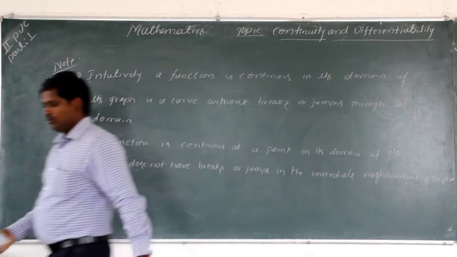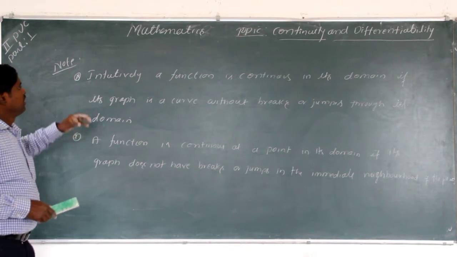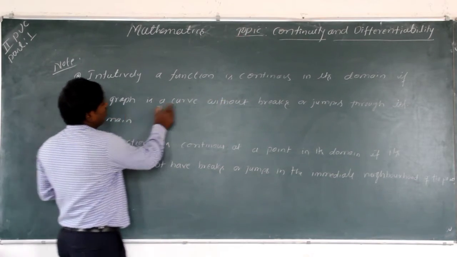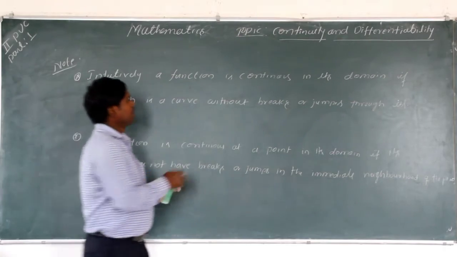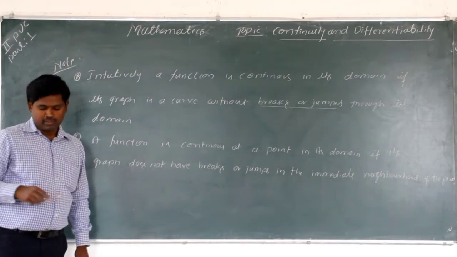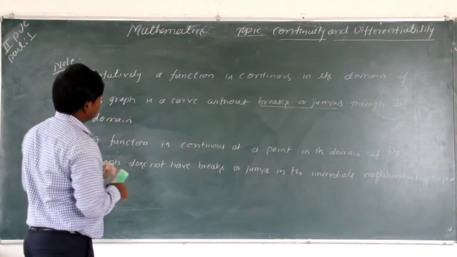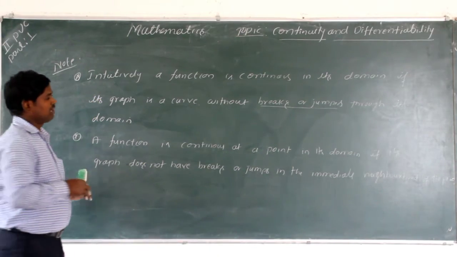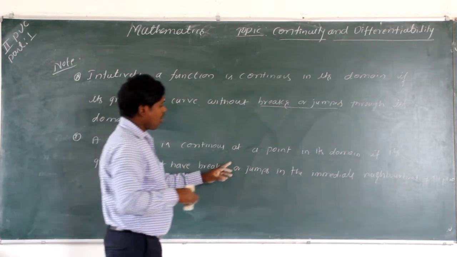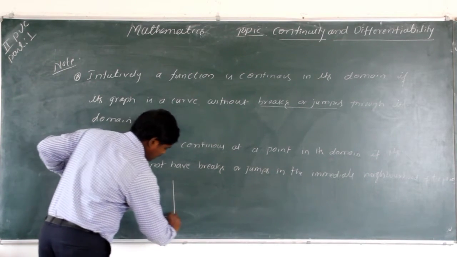Okay, so this is the general meaning of continuous functions. Intuitively, a function is continuous in its domain if its graph is a curve without breaks or jumps through its domain. So in the given domain, it has no breaks and jumps. A function is continuous at a point in its domain if its graph does not have breaks or jumps in the immediate neighborhood. So what is the immediate neighborhood?